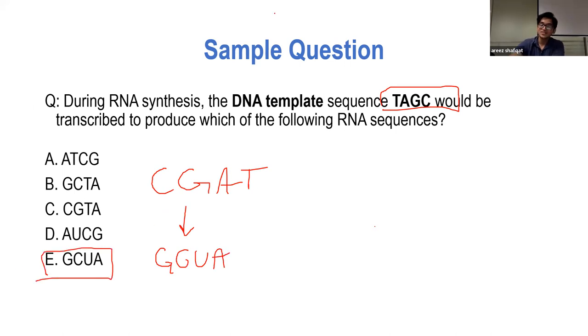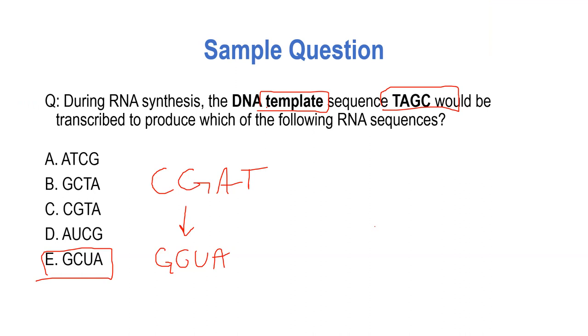Does anyone have any problems with this example? The reason why we flipped it is because the template goes from 3' to 5', right? Yes, the template is what the RNA polymerase binds to. 3' to 5'. However, the way of writing is 5' to 3'. So you always have to flip it. But if it doesn't say the DNA sequence, we assume it's going to be from 5' to 3', right? So yeah, you always assume 5' to 3'. But here it says it's template.